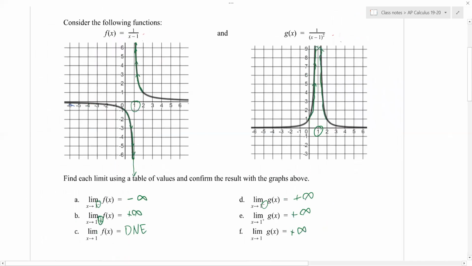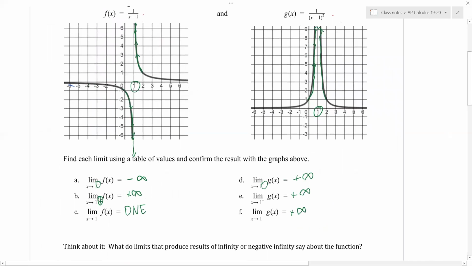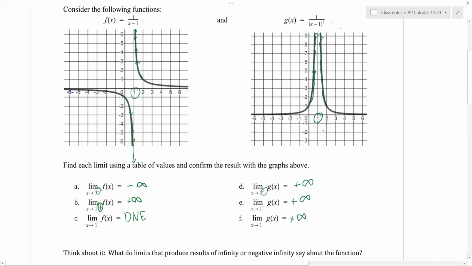Now let's think about this. What do limits that produce results of infinity or negative infinity say about the function? What do we notice is happening on these graphs at x equals 1? We have vertical asymptotes. Here is our vertical asymptote. The function is getting closer and closer to these lines, the vertical asymptote, but it never touches. So x equals 1 is a vertical asymptote.